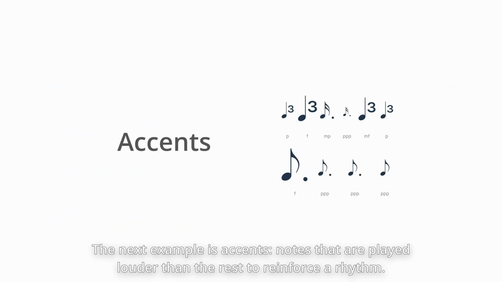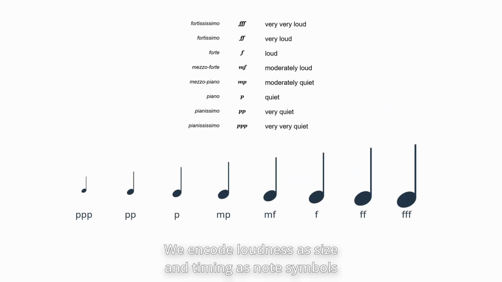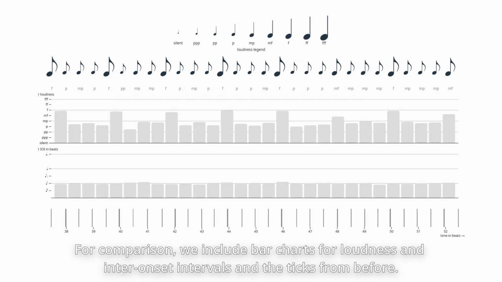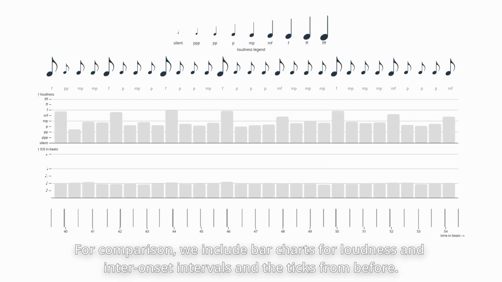The next example is accents, notes that are played louder than the rest to reinforce a rhythm. We encode loudness as size and timing as note symbols. For comparison, we include bar charts for loudness and inter-onset intervals and the ticks from before.